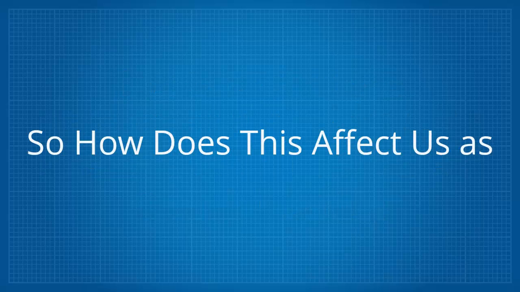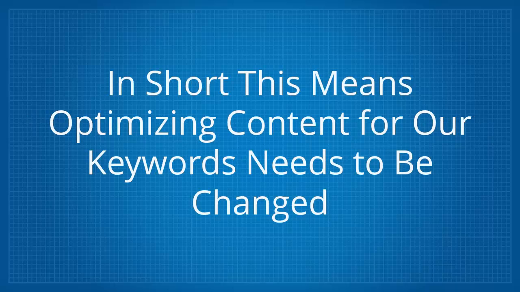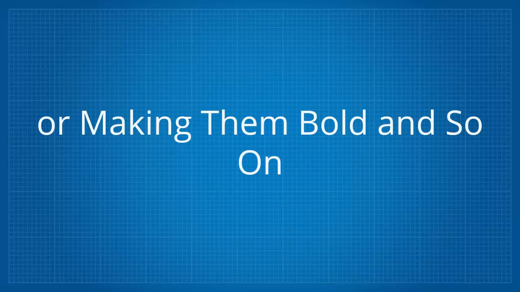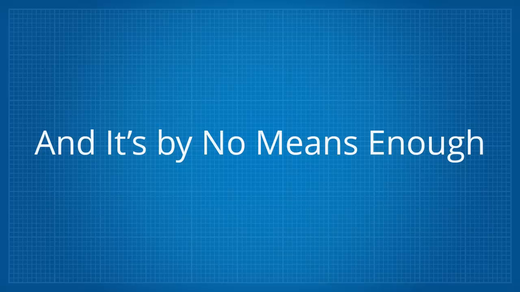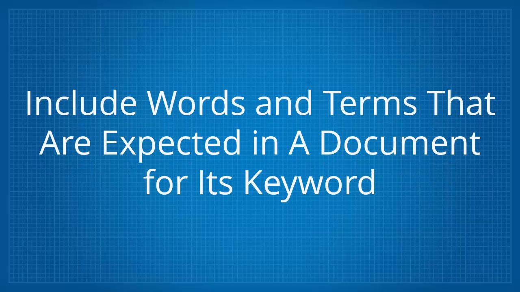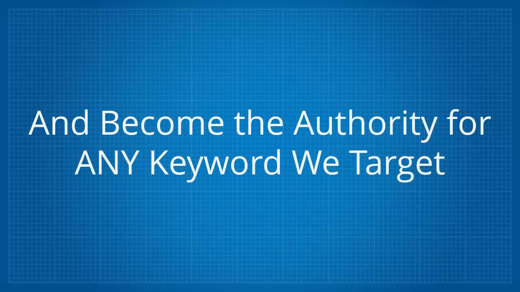So how does this affect us as webmasters, content writers, and marketers? In short, this means optimizing content for our keywords needs to be changed. Simply adding keywords to titles, as headings, or making them bold, and so on, is no longer as useful as it once was, and it's by no means enough. Instead, it's vital we cover entire subjects from all angles, include words and terms that are expected in a document for its keyword, fulfill the searcher's need, and become the authority for any keyword we target.